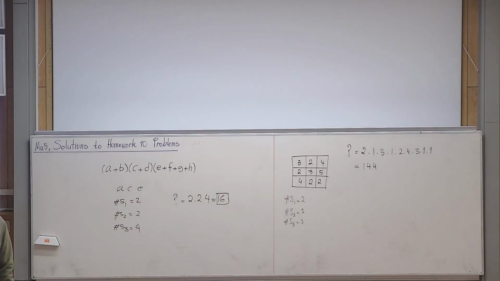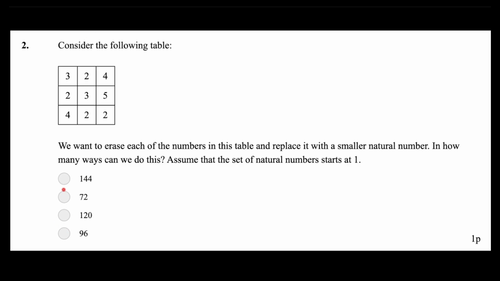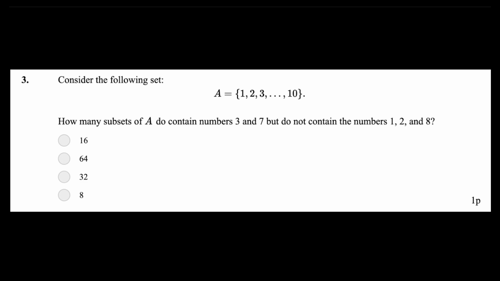Okay, so if I go to here, option 144 is of course correct. Let us go to the next problem. Consider the following set, the set of all natural numbers from 1 up to 10. How many subsets of A contain numbers 3 and 7, but do not contain numbers 1, 2, and 8? It's a good and standard question in the topic of combinatorics. I hope that you could do it yourself, but let us discuss it here on the board.